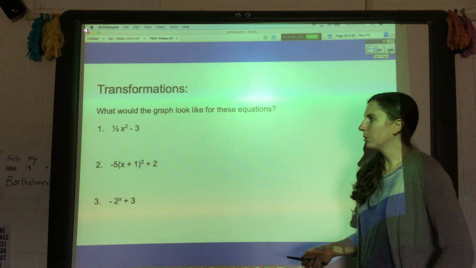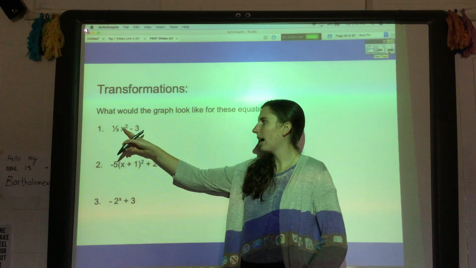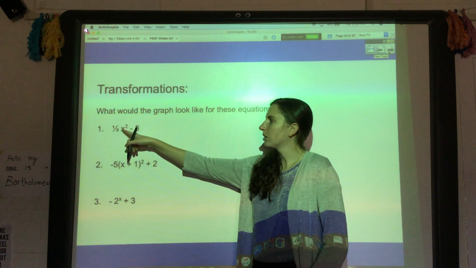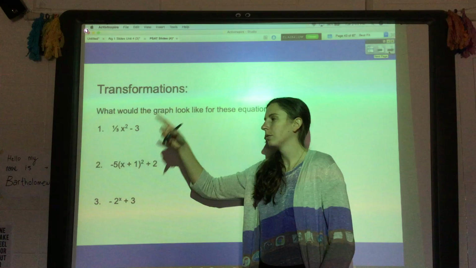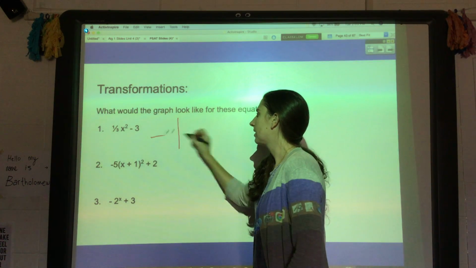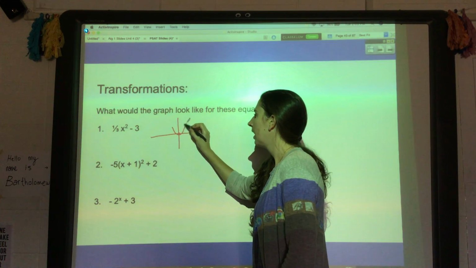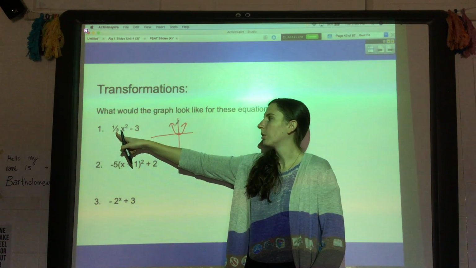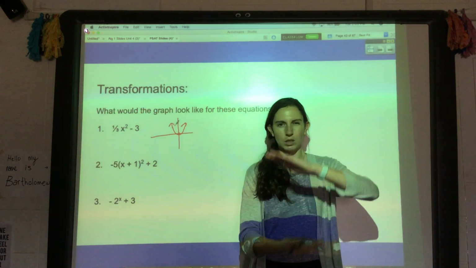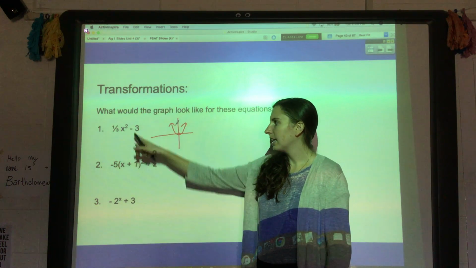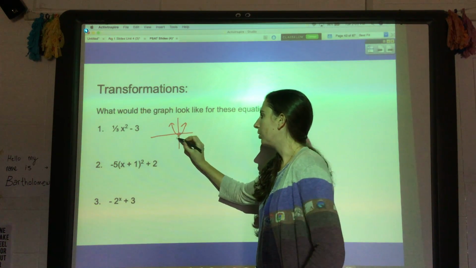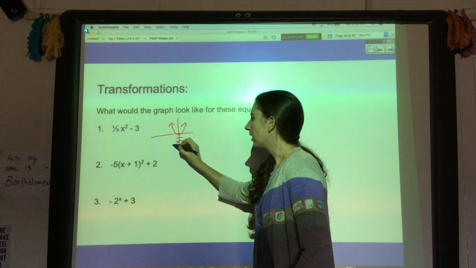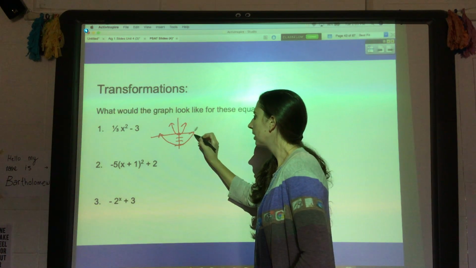So here's a few examples. What would the graph of this look like? Well, it starts with the parent graph x squared, which is a parabola that hits at 0, 0. However, it got vertically shrunk or compressed by 1/3, so it got kind of squashed wider, and bumped down 3. So it's moved down 3 and it's a little wider. So it would look something like that.